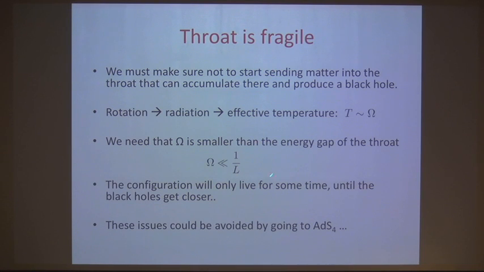Now, some of these issues here can be avoided by going to AdS4, so you can make the whole thing rotate inside AdS4 and not emit radiation, or you can have two copies of AdS4 and put one black hole in one AdS4, another black hole in another AdS4, and then couple the two systems. That would be more similar to what Xiaolang was talking about.